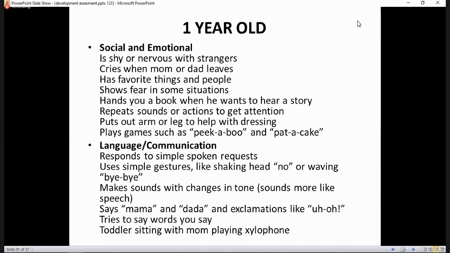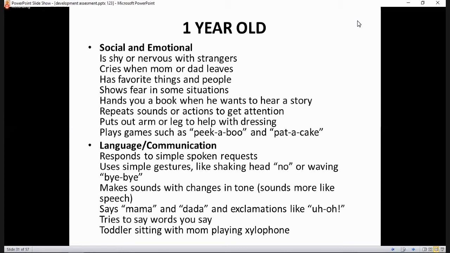The 1-year-old child may be shy or nervous with a stranger, as already told you. They usually cry when mom and dad leave the home. Has favorite things and people, shows fear in some situations, repeats sounds or actions to get attention, puts out arms and legs to help with dressing, and plays games like peekaboo and pat-a-cake.